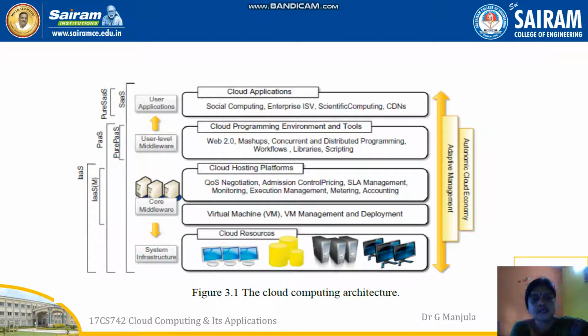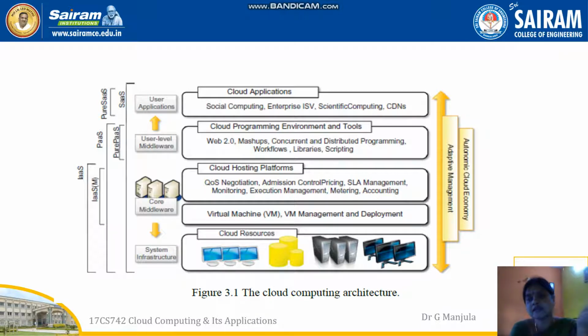Now, whenever I see this diagram, you can see the x-axis where we have mentioned the different types of units. For example, the innermost layer is cloud resources. The second unit is a VM, virtual machine. The third unit is a cloud hosting platform. And the fourth is programming environments and the applications related to cloud. So the x-axis talks about the platforms. Infrastructure can be considered as a service, platforms can be considered as a service, or we can also consider software as a service.